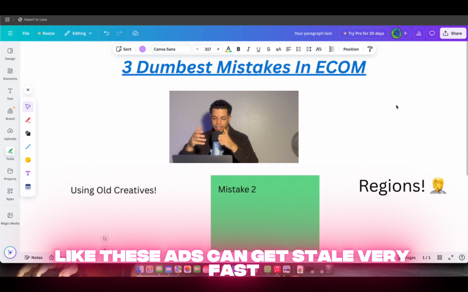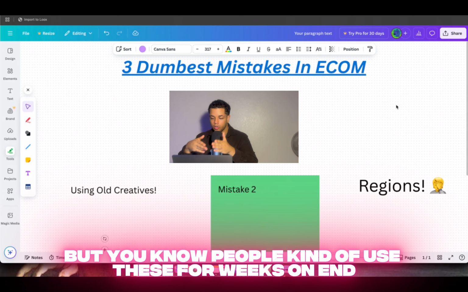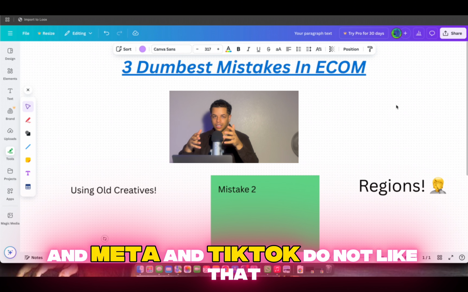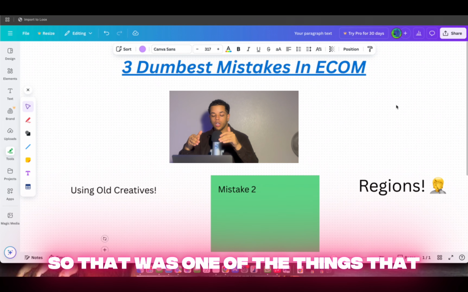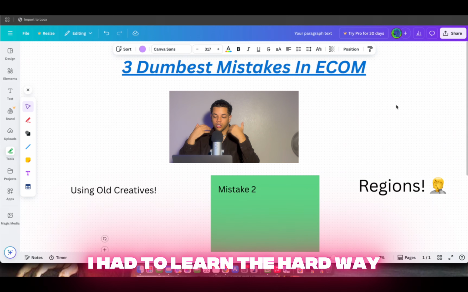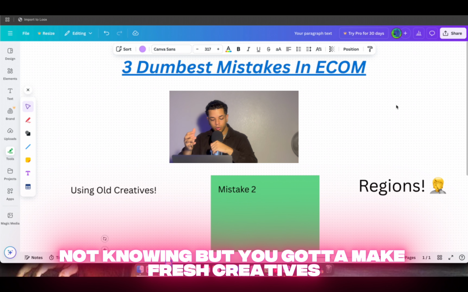These ads can get stale very fast. You can rip them initially, but people use these for weeks on end and they get very stale, and Meta and TikTok do not like that. So that was one of the things that I had to learn the hard way, again, wasting money, not knowing, but you gotta make fresh creatives.